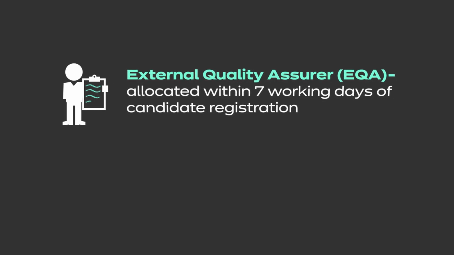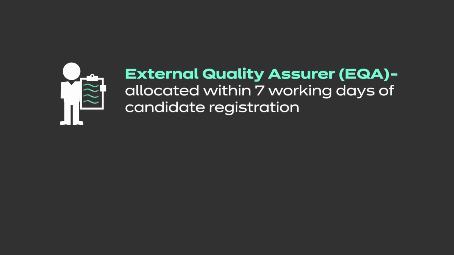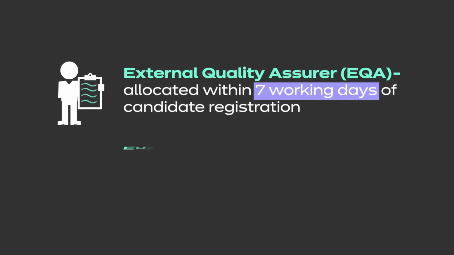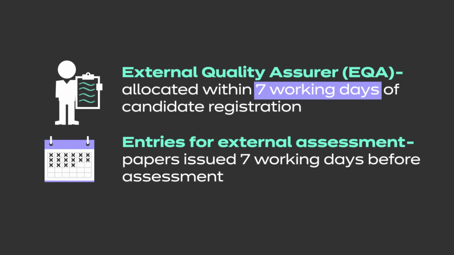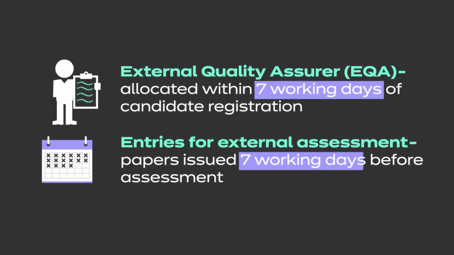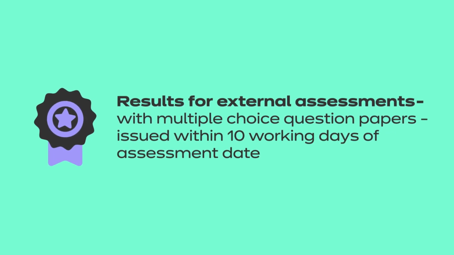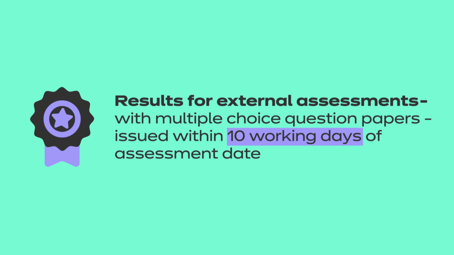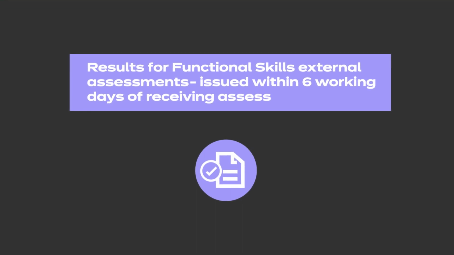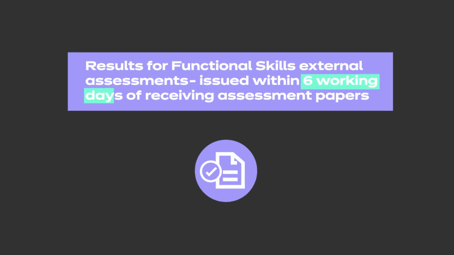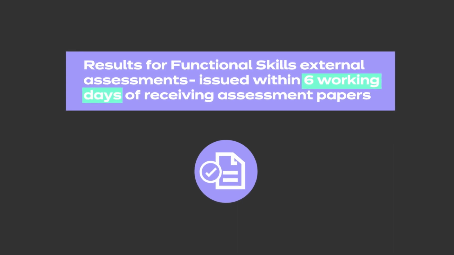You'll get an external quality assurer allocated within 7 working days of candidate registration, and papers for external assessments are issued 7 working days before assessment. You can expect results for external assessments with multiple choice question papers within 10 working days of assessment date. And results for functional skills external assessments are issued within 6 working days of receiving assessment papers.